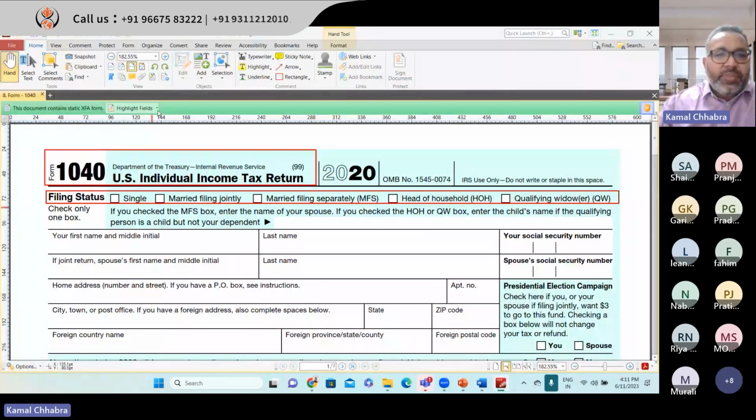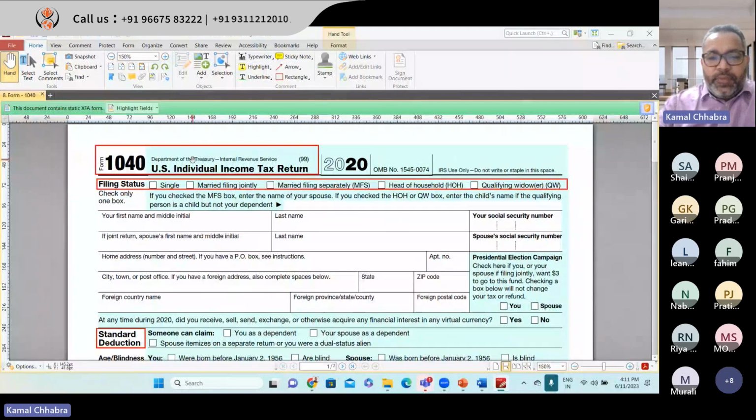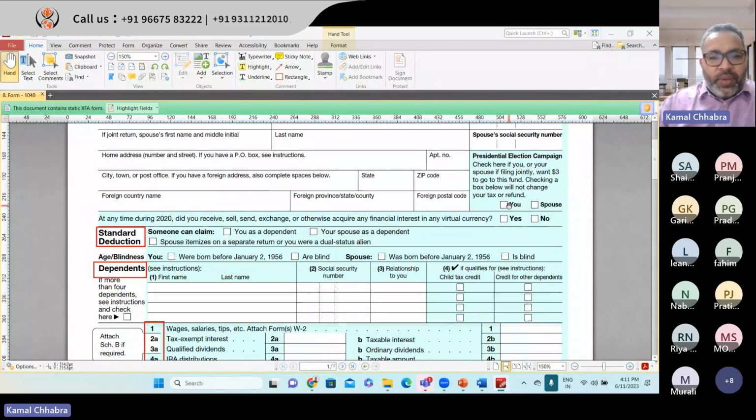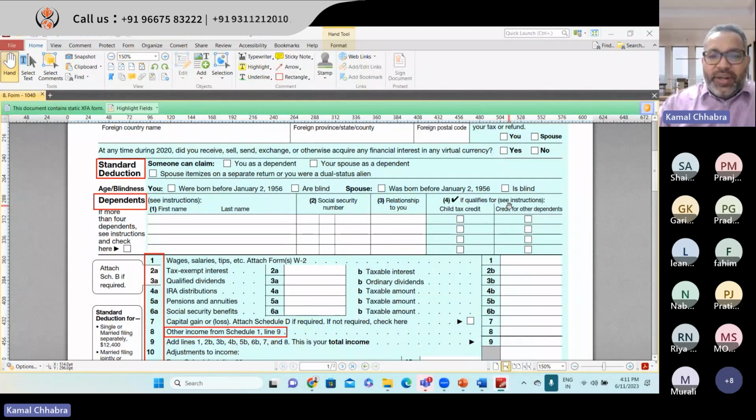If you see, everything is marked here in the last class. What is Form 1040? Who is an individual? Who is married filing jointly? Who is married filing separately? Head of household? What are all the standard deductions? What does dependent mean?